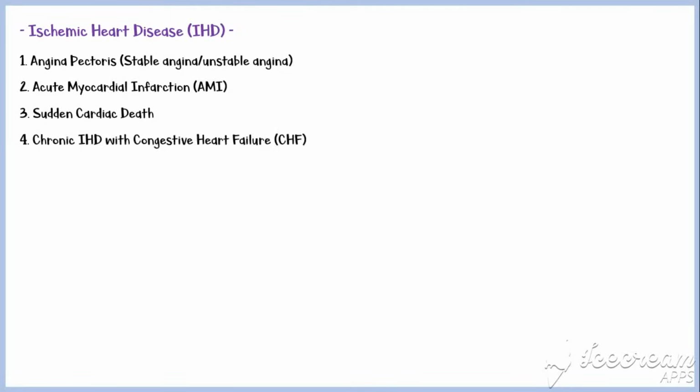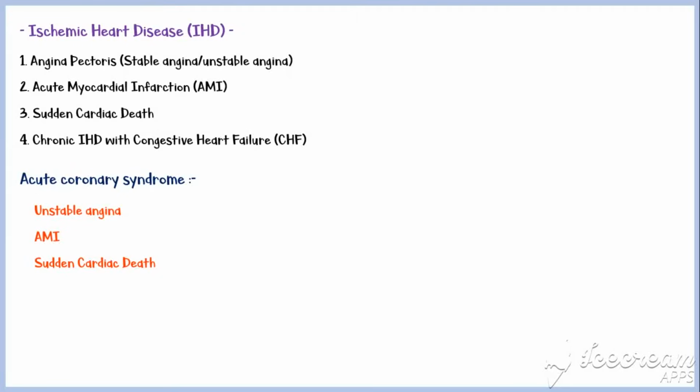The clinical presentation of ischemic heart disease may include one or more of the following cardiac syndromes. Angina pectoris, which could be either stable angina or unstable angina. Acute myocardial infarction. Sudden cardiac death. And chronic ischemic heart disease with congestive heart failure. The term acute coronary syndrome is applied to any of the three catastrophic manifestations of ischemic heart disease: unstable angina, acute myocardial infarction, and sudden cardiac death.